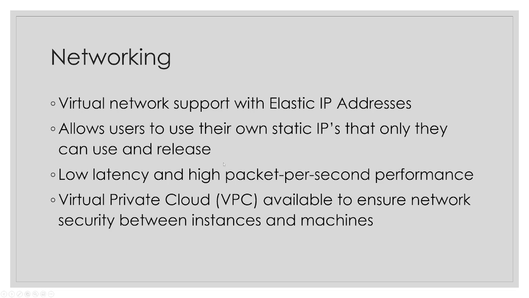Networking. Now, EC2 supports a virtual network with elastic IP addresses, which essentially allows users to use their own static IPs that only they can use and release. So these IPs are essentially, they're the only ones who own them, and this is really good when you're setting up your own network and keeping it secure to just yourself. The network is also low latency and features high packet per second performance, meaning all your devices are going to perform at optimal networking capacity and they're going to have good connections to the servers.